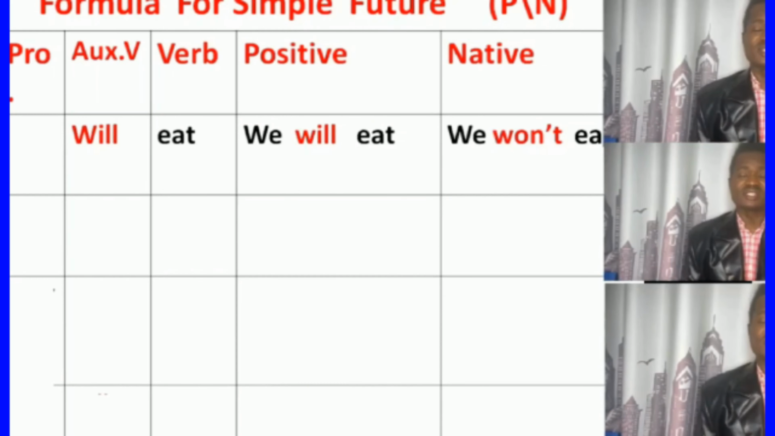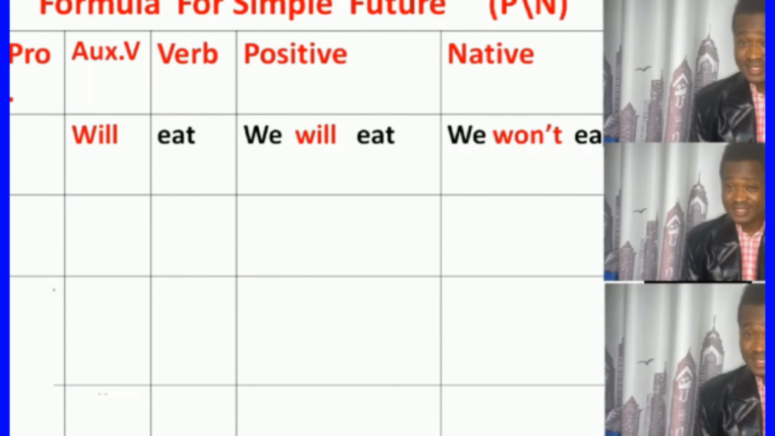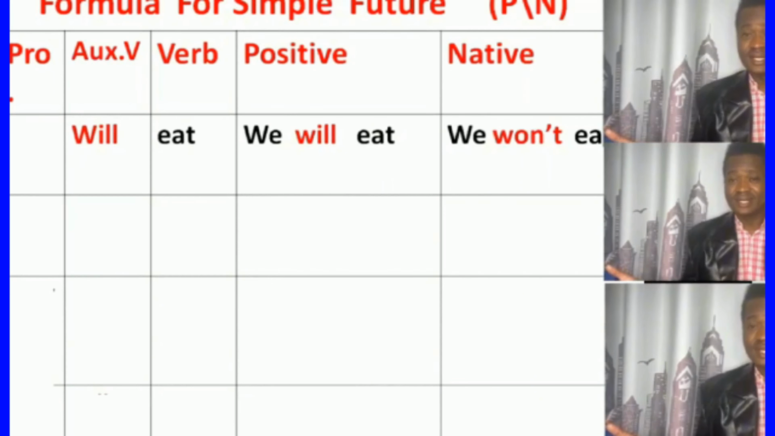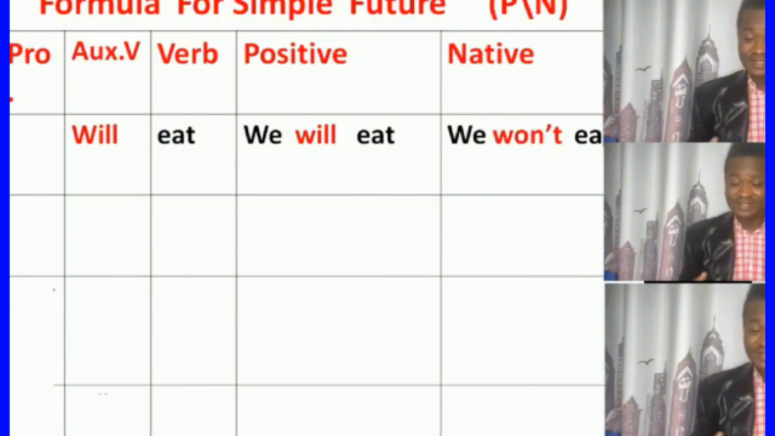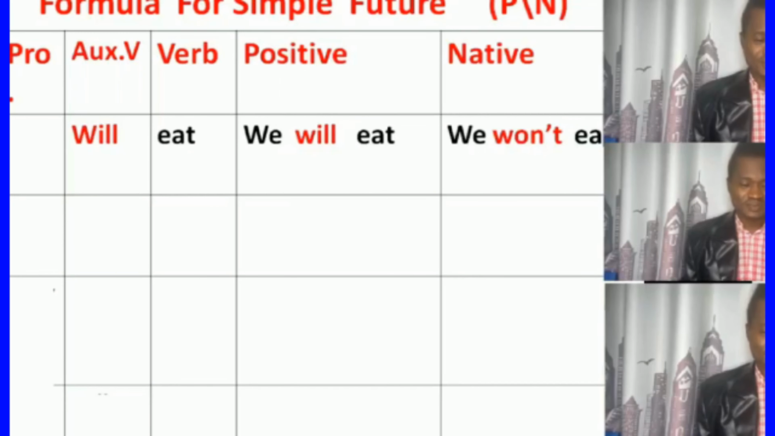We shall not eat. Shall is old-fashioned English, so it's just better to use won't, or will. We will not eat is better. But if you want to speak fast, you can say we shall not eat. But although it's old-fashioned English, because of the pronunciation, if you want to say it fast, I think it's a better way. But remember, it's old-fashioned English. All right, guys, let's go.